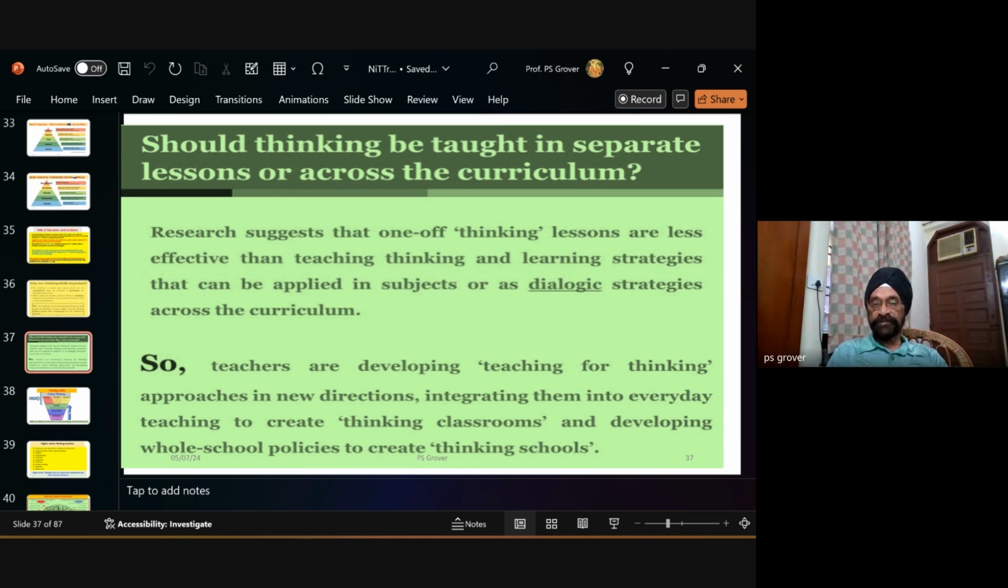Research suggests that one-off thinking lessons are less effective than teaching thinking and learning strategies that can be applied in subjects or as dialogic strategies across the curriculum in the class. So when I say imbibing higher order thinking skills, that means imbibing employability skills among the students in the class itself. So teachers are developing teaching for thinking approaches, a new direction, integrating them into everyday teaching to create thinking classrooms and developing whole school policies to create thinking schools.